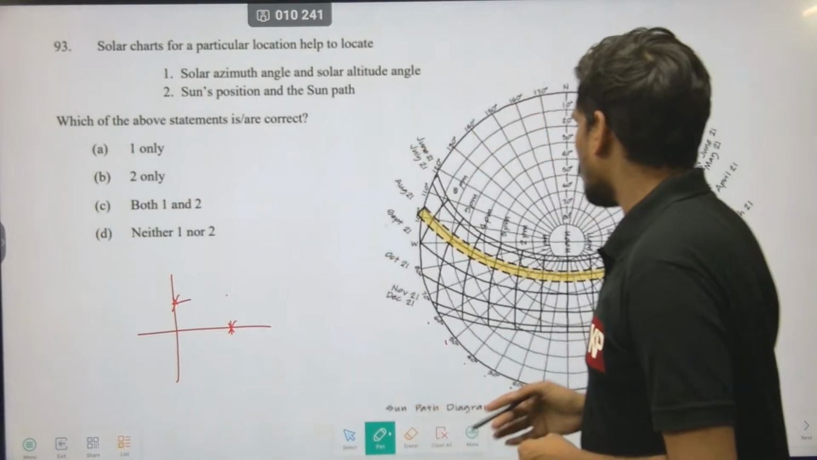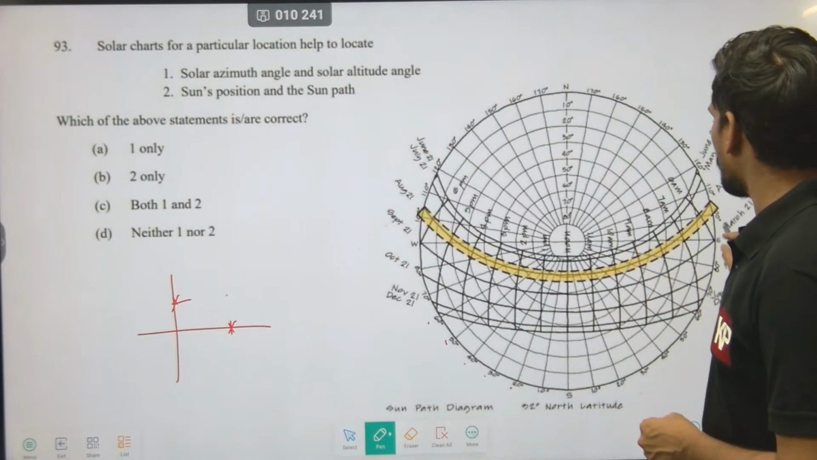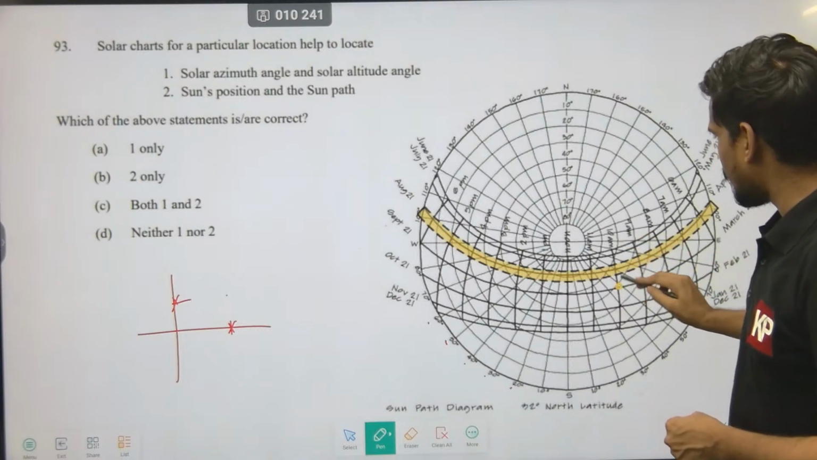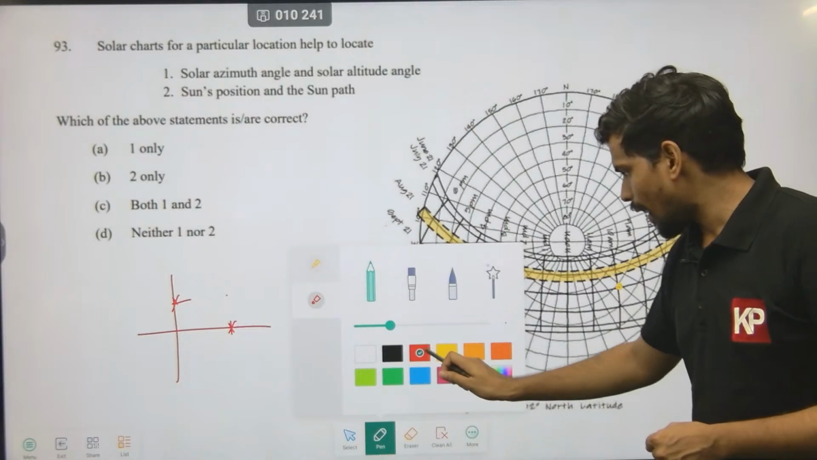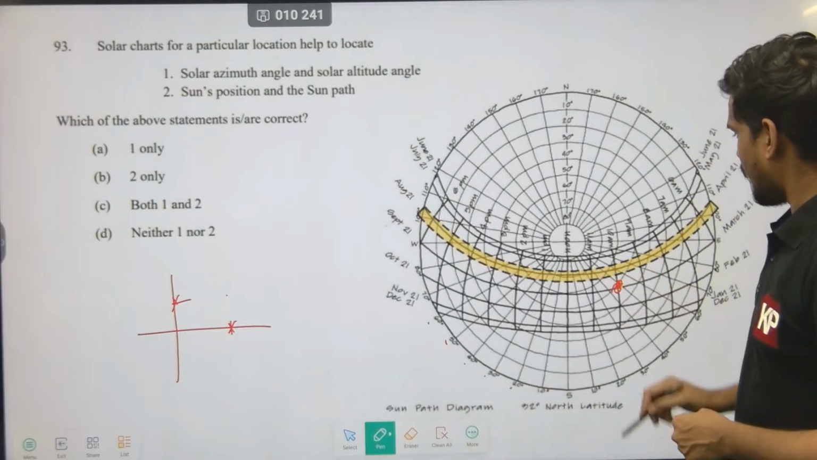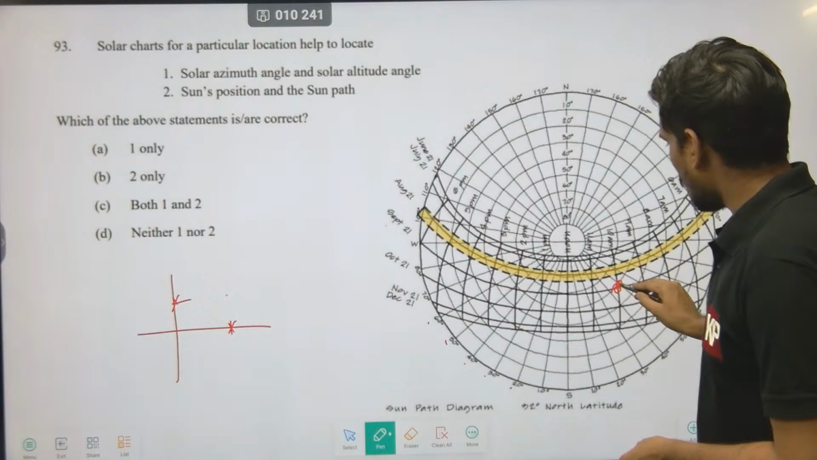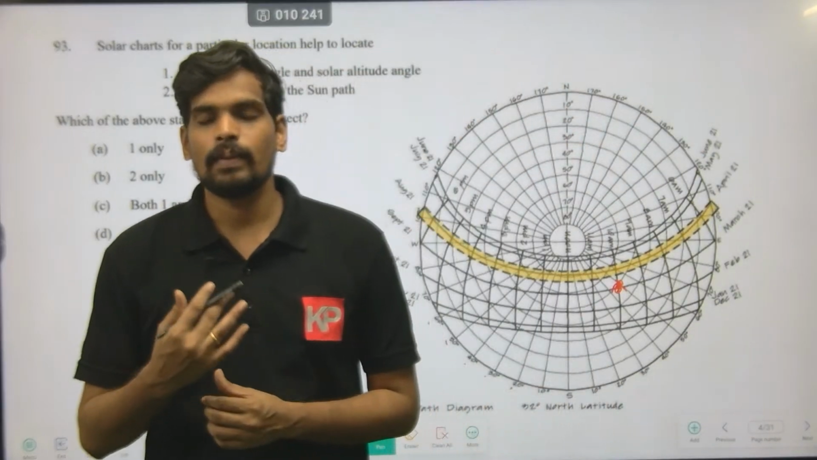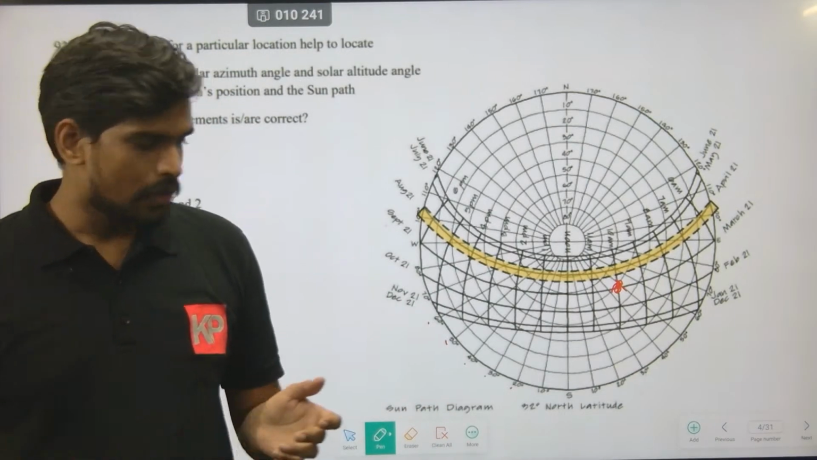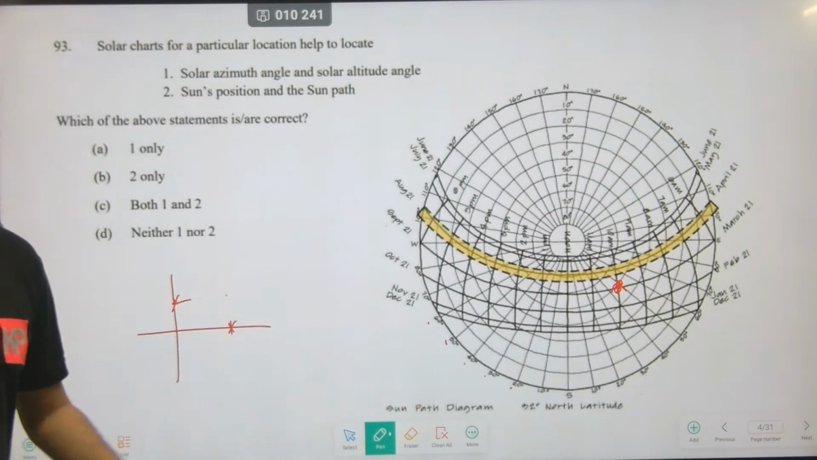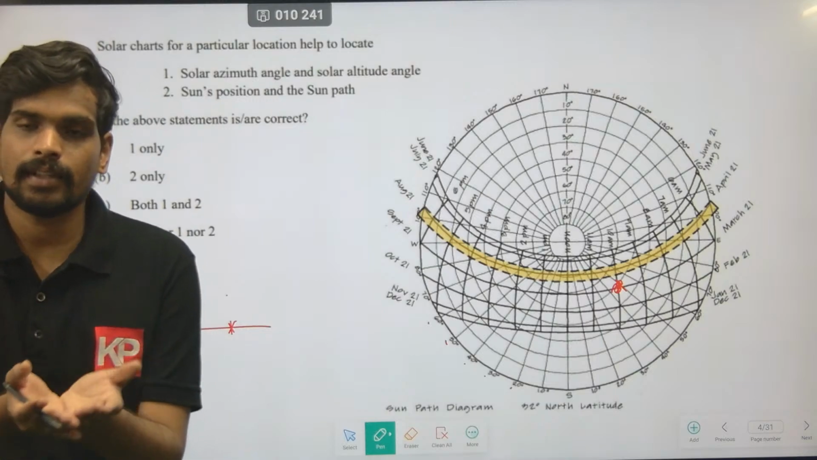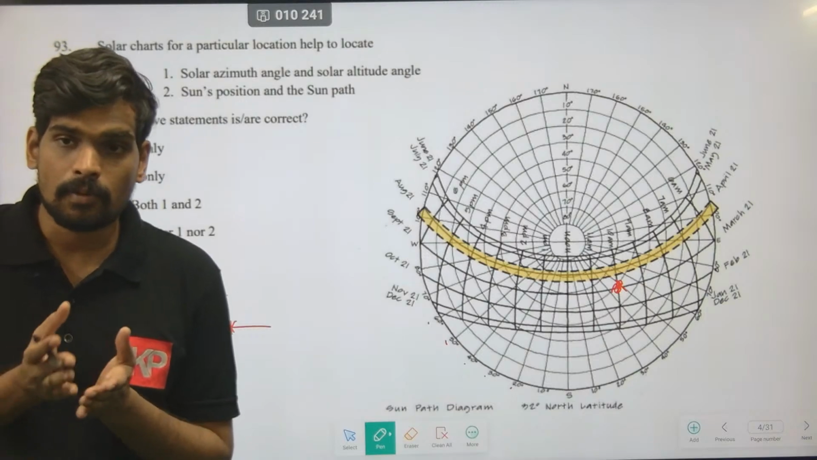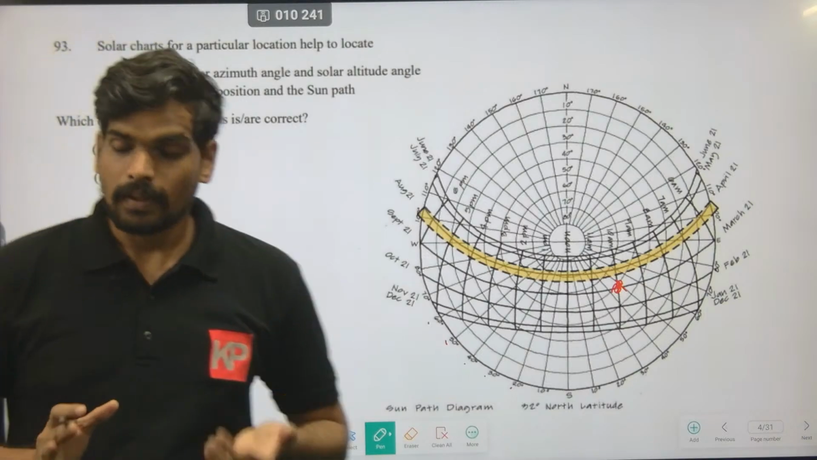If I ask you what is the position of the sun at 10 a.m. on March 21st, I'll look into the March 21st line and 10 a.m. You mark it over here, 10 a.m. of March 21st. Whatever solar azimuth and altitude angle correspond to that point will be the position of the sun. So if I ask you what is the position of a point on an xy plane, you will tell me the x and y coordinate of it. Similarly, if I ask you what is the position of the sun, the answer will be in terms of solar azimuth and altitude angle.